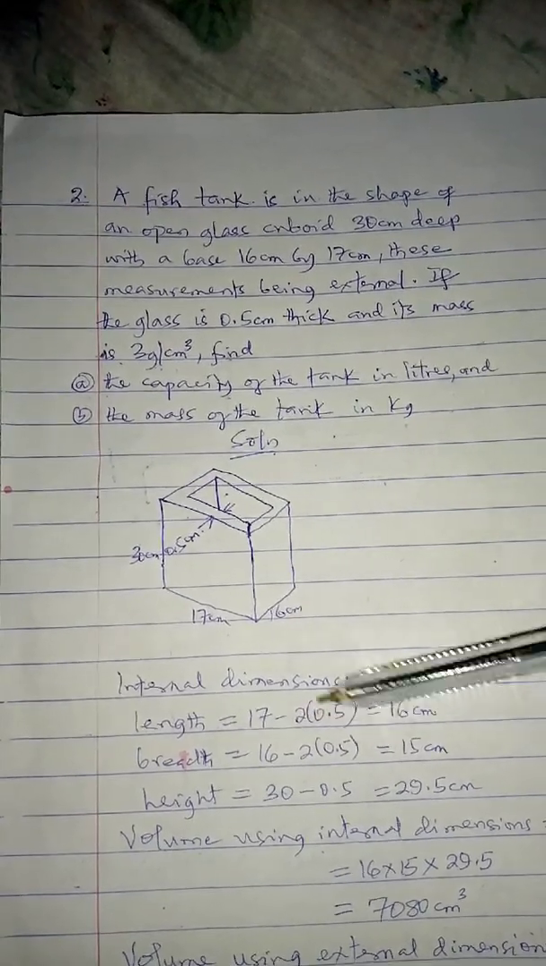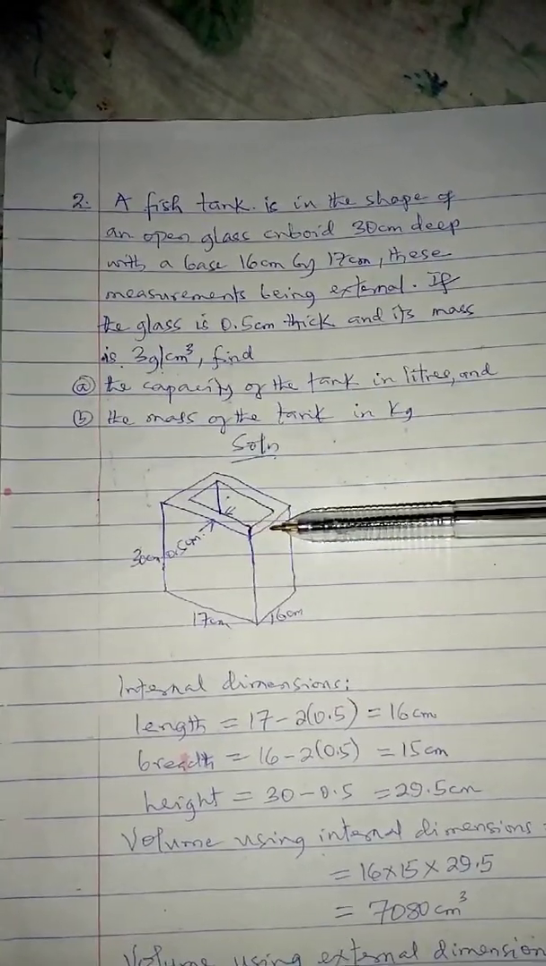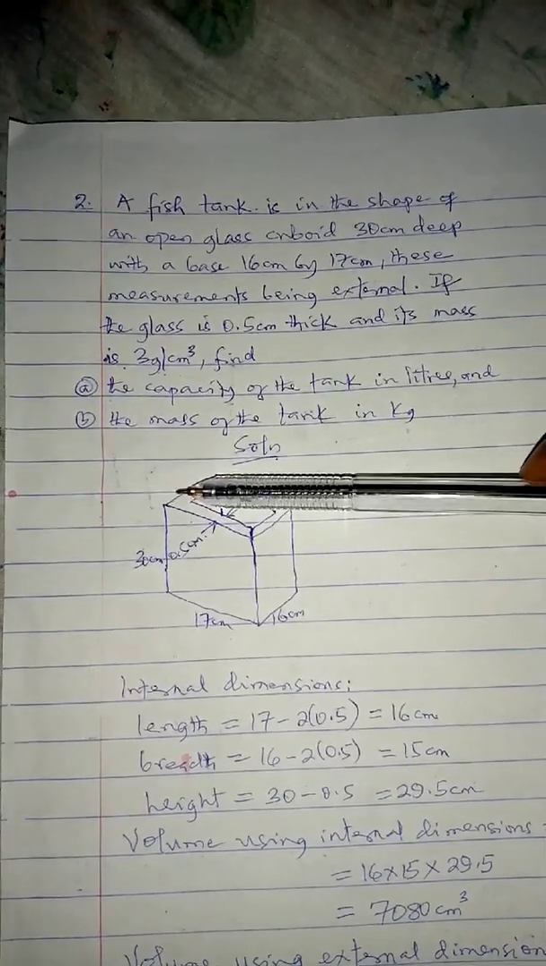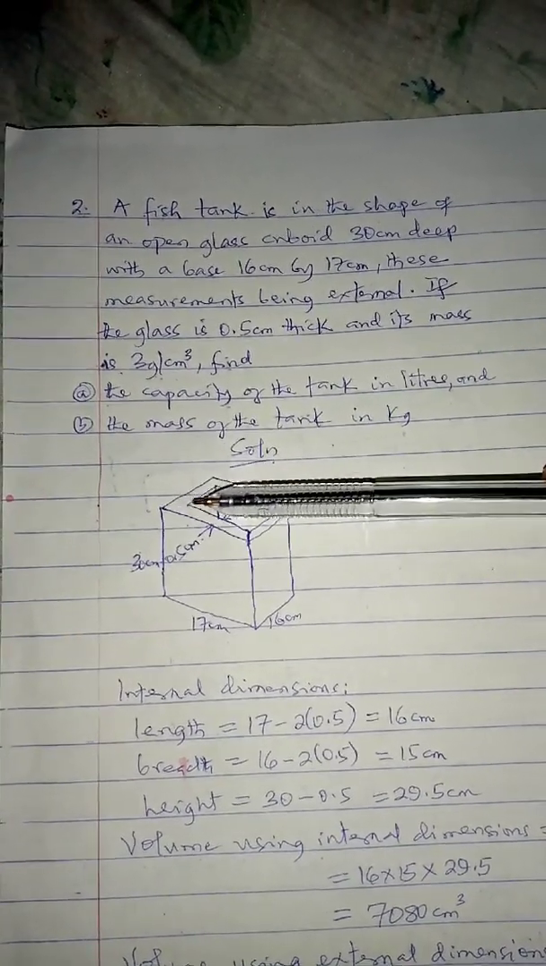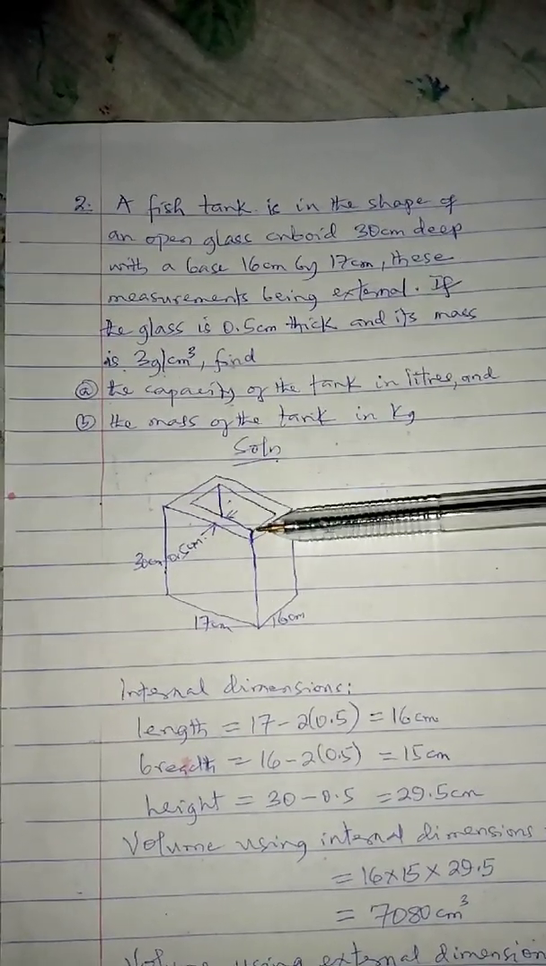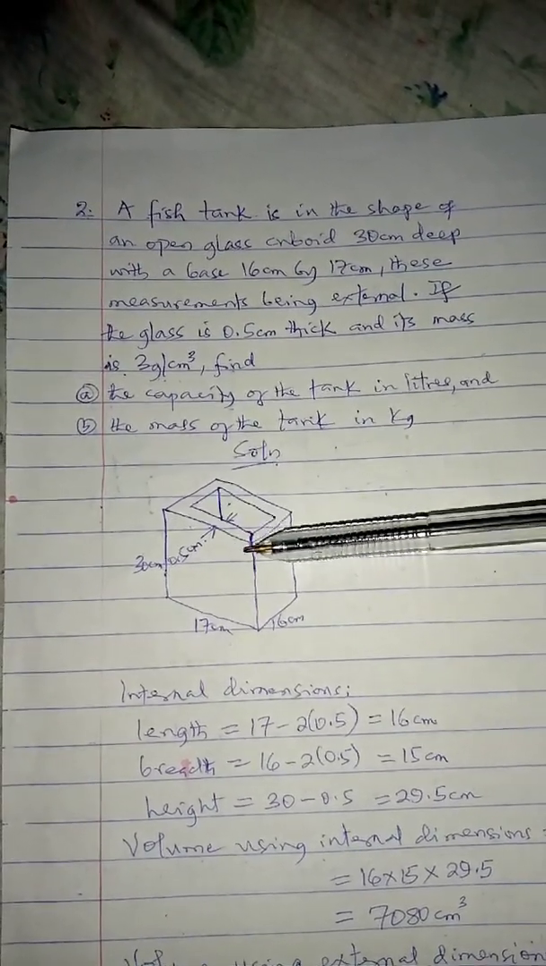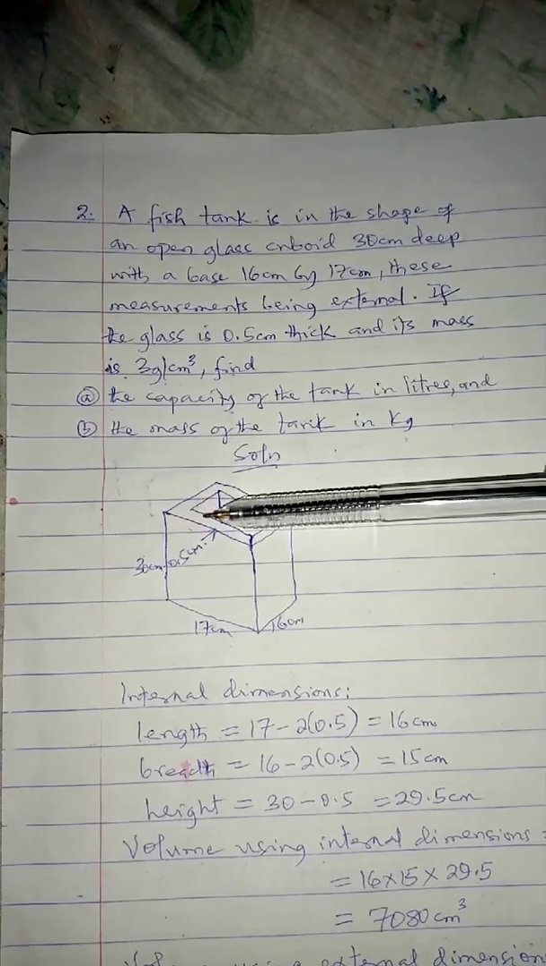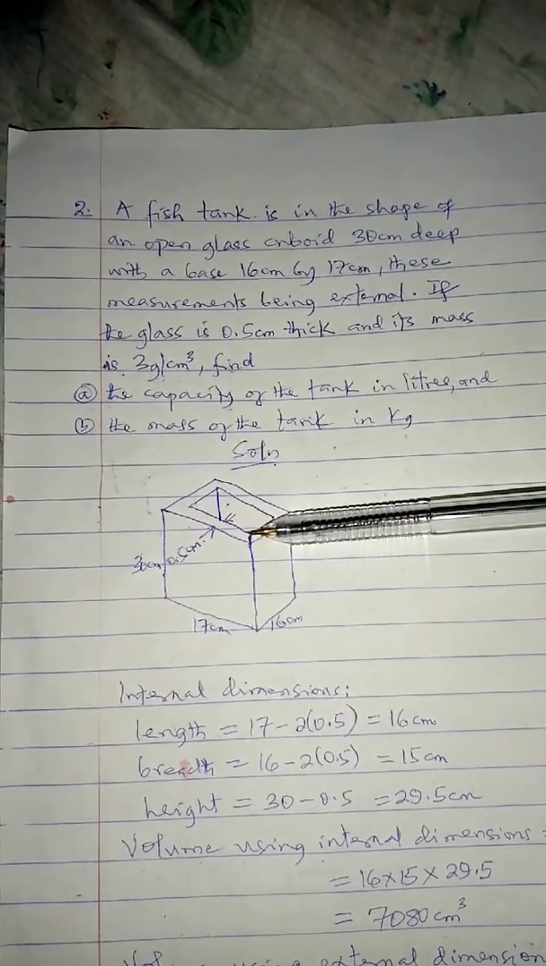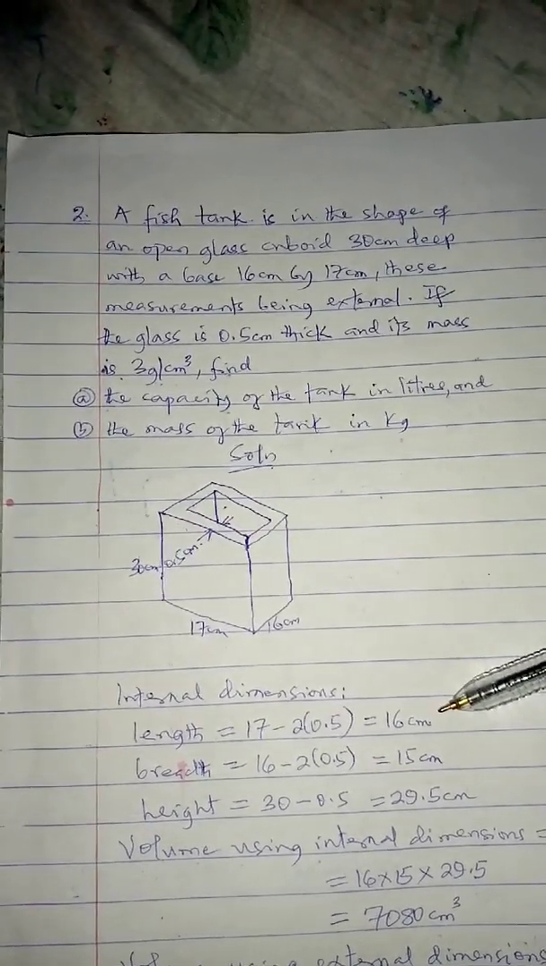That is thickness twice. Look at it. This thickness and this thickness, add them together and remove the two of them from the external length to give you the internal length, and that will give you 16.